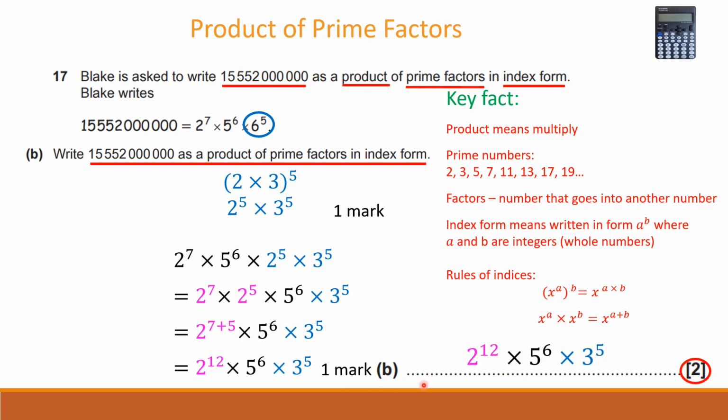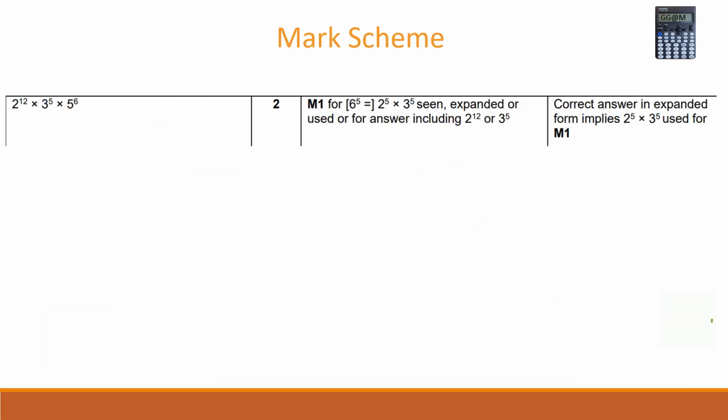Remember, always write your answer on the dotted line. Mark your answer, give yourself a tick to show where the marks were awarded on the question so you know clearly what your answer is, and make sure you've remembered to write down any key facts that will help you answer this question that you are familiar with. Well done, guys. The mark scheme on this question shows there are 2 marks available. M1 means 1 method mark for getting to the form of 2 to the power of 5 times 3 to the power of 5. Make sure you've marked your answer nice and clearly so you can see where the marks were awarded.